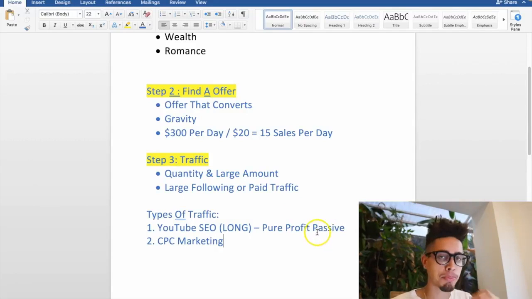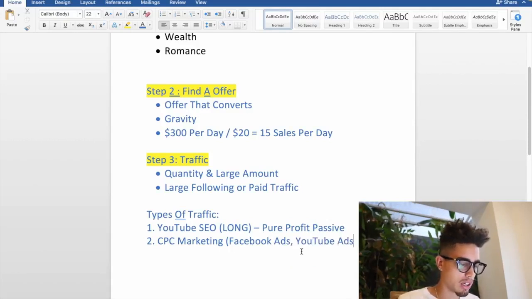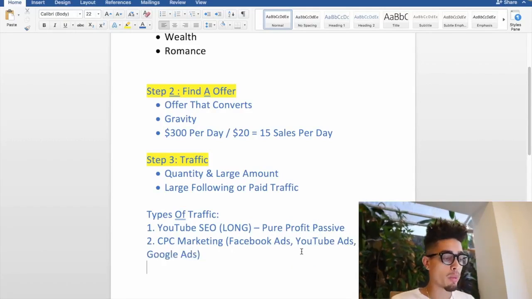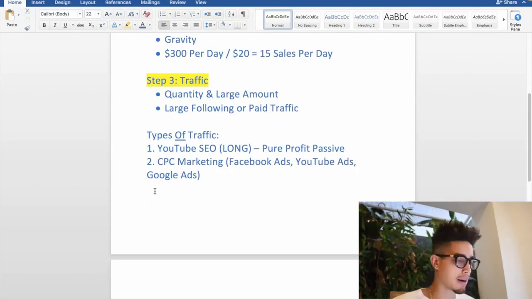That's called cost per click marketing. And what we're gonna use is things like Facebook ads, YouTube ads, Google ads, right? And the only way we can have a profitable ad with cost per click marketing, and this is gonna be the quickest way to scale to where you're generating enough profit to actually scale up this income, right?